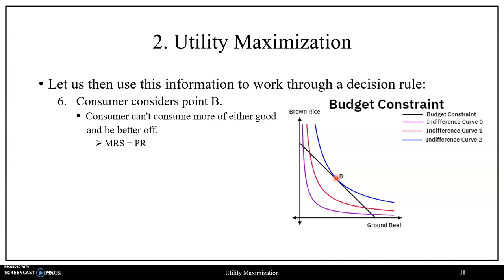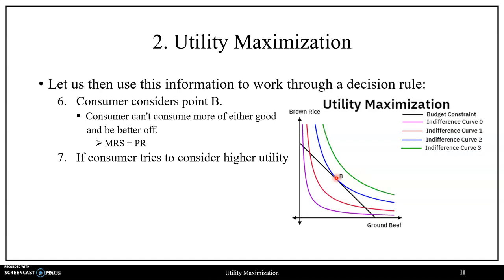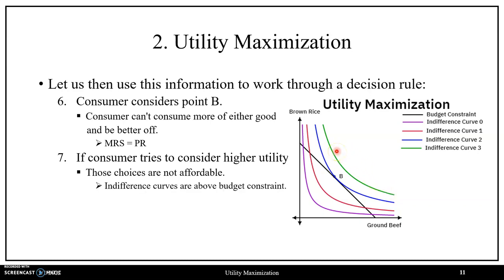So then the last thing we want to consider, just to be sure, is what happens if the consumer tried to consider a higher level of utility than point B, say with some point on indifference curve 3, which is strictly above indifference curve 2. Well, here what we immediately see is that these choices are not affordable to the consumer in that they are strictly above our budget constraint. So then this leaves us assured that point B, the indifference curve that intersects our budget constraint solely once, is the point at which the consumer is the best off possible and occurs when the marginal rate of substitution is equal to the price ratio.